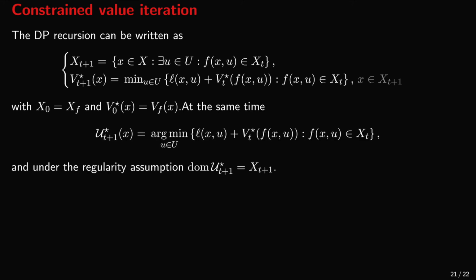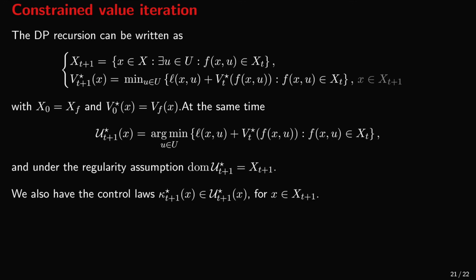At the same time, the calligraphic T_{t+1} star is the corresponding set of minimizers, and under the regularity assumptions, its domain is equal to X_{t+1}. We also have the control laws kappa_{t+1} star, which are a selection from the set calligraphic T_{t+1} star.